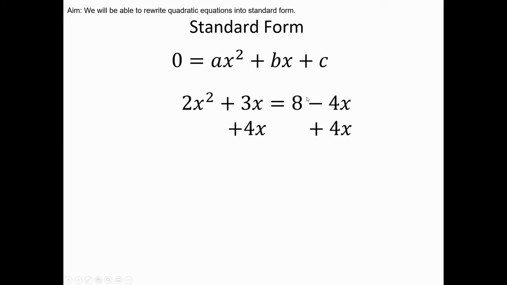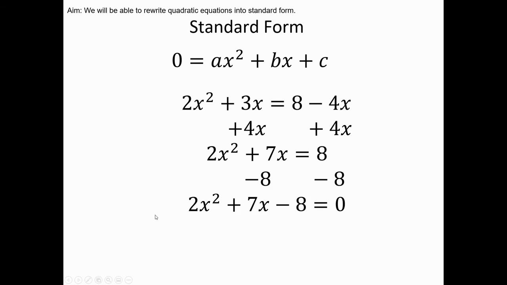So I'm going to get rid of the -4x first. I add 4x on both sides, and because there are like terms, I can actually combine these. So it becomes 2x squared plus 7x equals 8. And then I'm going to subtract 8, get rid of that positive 8, and that gives us 2x squared plus 7x minus 8 equals 0.